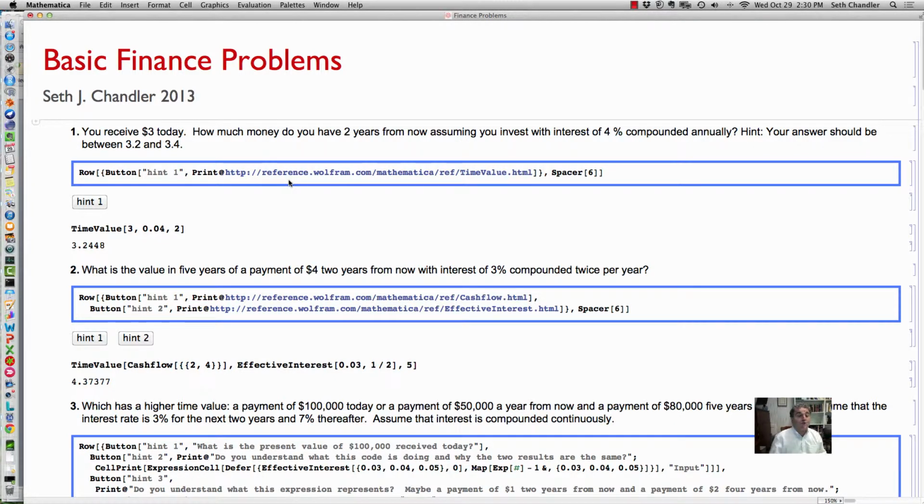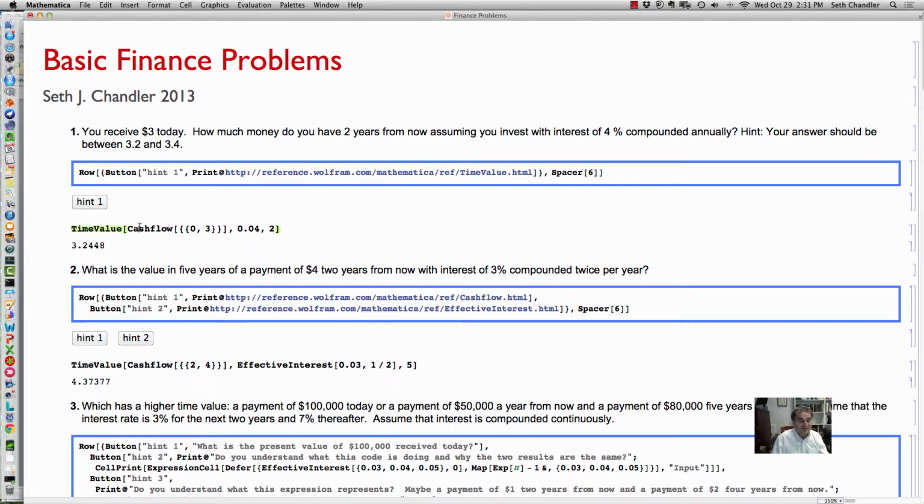All right, so the first question is pretty basic. You get $3 today, how much money do you have 2 years from now if you invested at 4% compounded annually? Here we can simply use a very quick form of the time value command. Yes, we could wrap this in a cash flow and say that you get $3 at time zero. Our interest rate is 4%. We don't have to fiddle with that, and we're looking at a future value, so we'll put 2.